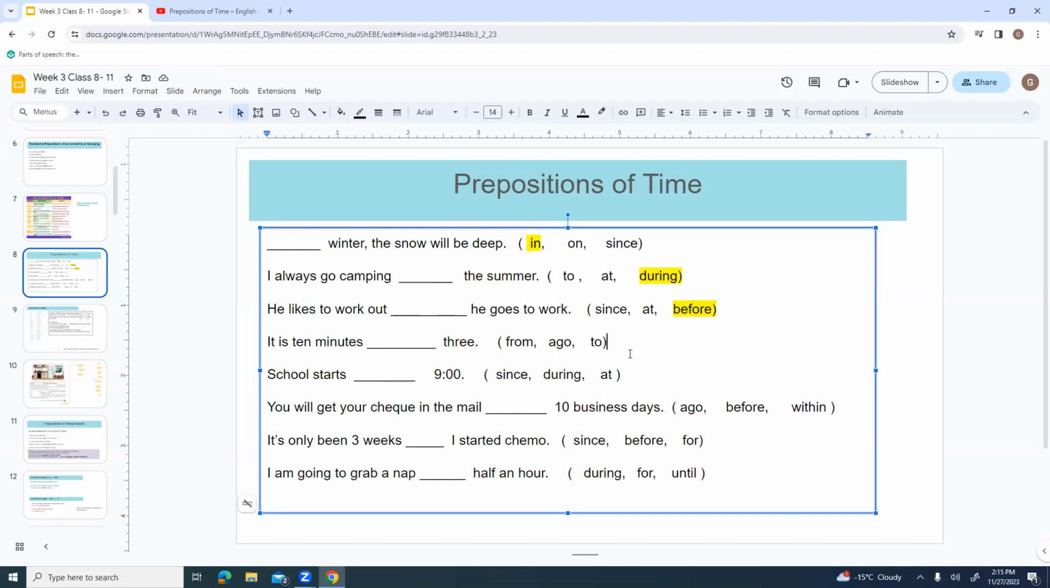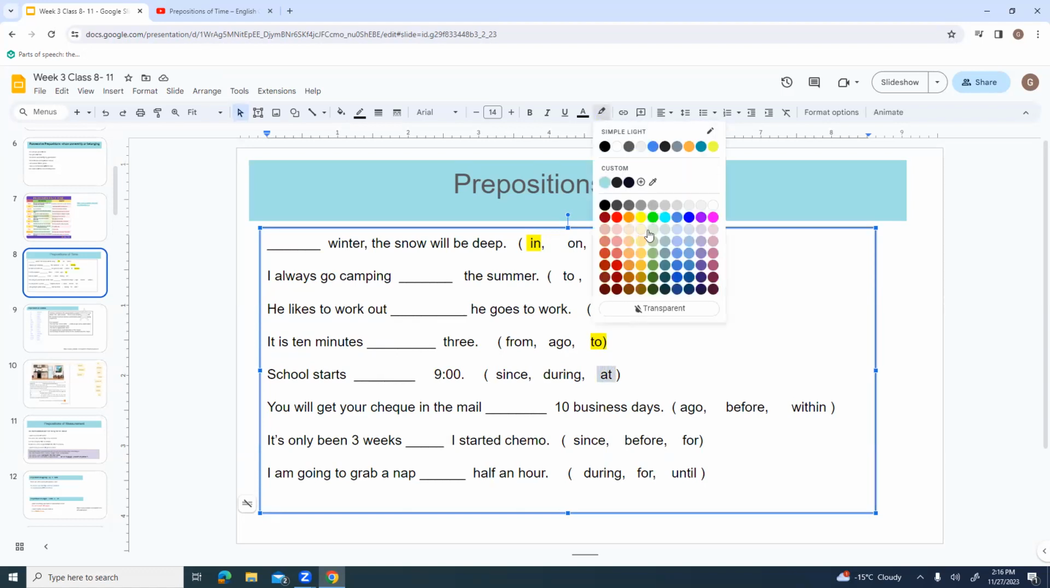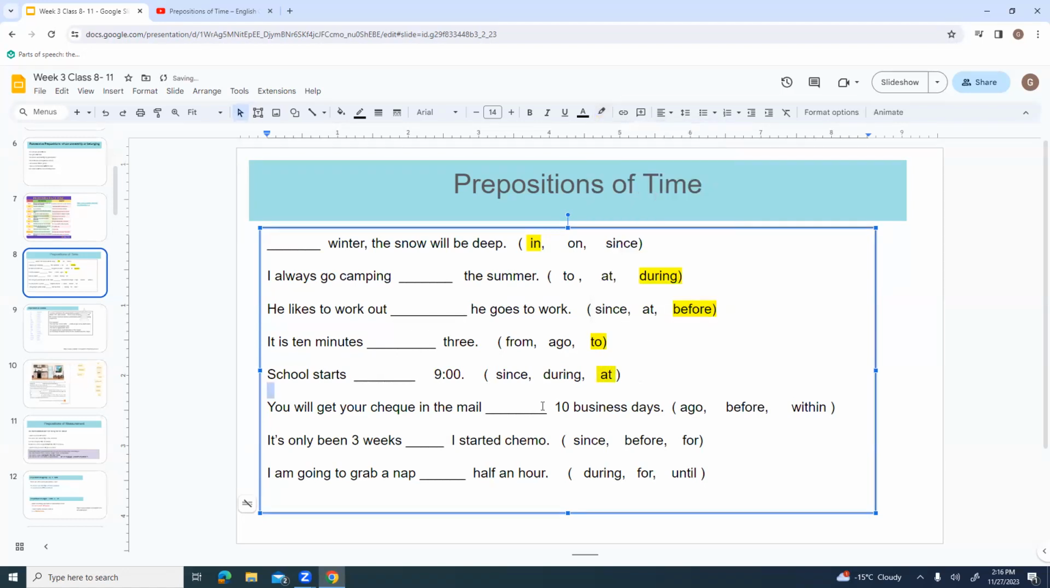It is 10 minutes from 3, ago 3, or to 3. Now, this one you could say the word from, but it's not 100% correct. To is more typical, I guess would be the best way to put it. School starts since 9, during 9, or at 9. Definitely at. That's a specific time frame, and at is when it starts.